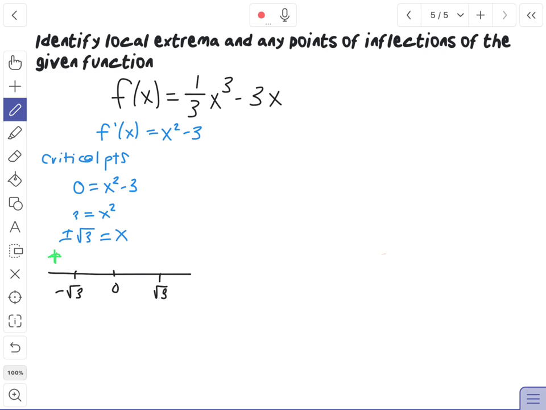Now something in between 0 and negative root 3, I'm going to do like negative 1. When I plug that into my first derivative, that's going to come out to be negative. Then between 0 and positive root 3, if I put something like 1 in there, again my first derivative would come out negative. And then after the square root of 3, if I put in like 5 or 10 or something like that, my first derivative would come out positive.